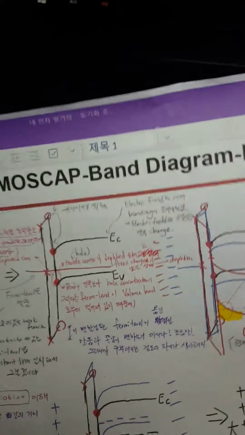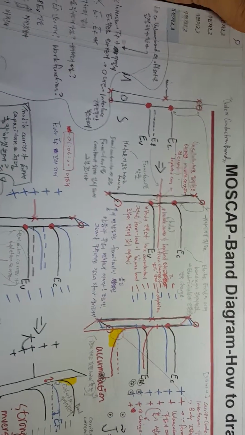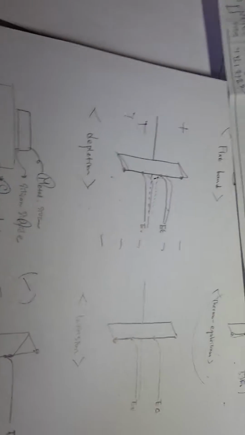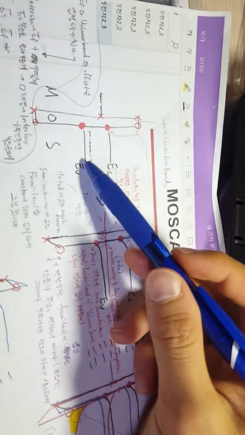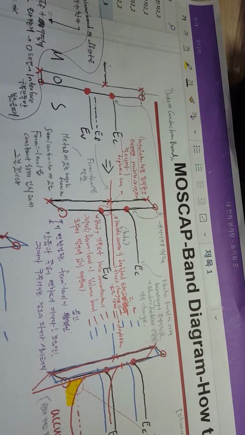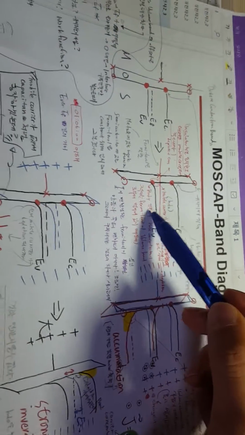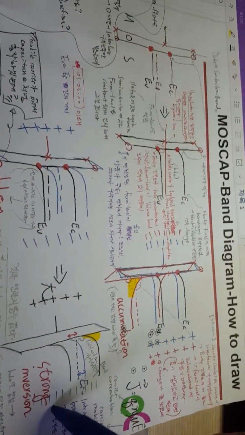And I'm gonna talk about the states of MOS caps. And there are actually 4 states, like this. This one is called flat band. Flat band, thermal equilibrium state, and accumulation, depletion, and strong inversion.